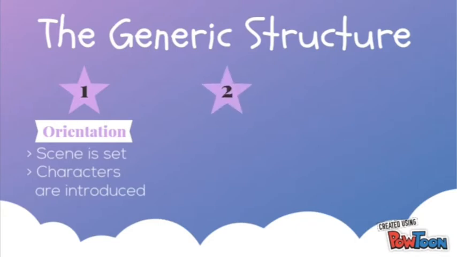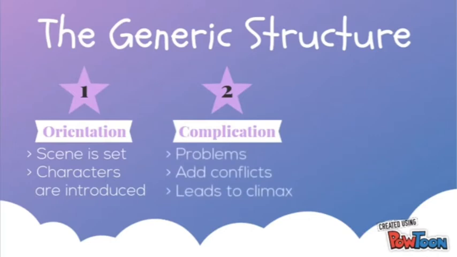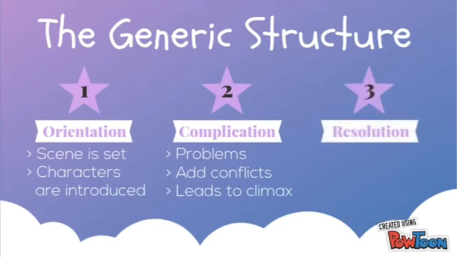The second part is complication. In other names, it is called rising action or the middle of the story. In this part, there will be new problems which add conflicts to the story and it leads us to the climax. Wow! It will be a very great climax. The third part is resolution, or we call it the ending of the story. In this part, the conflicts are solved. Well, hopefully.